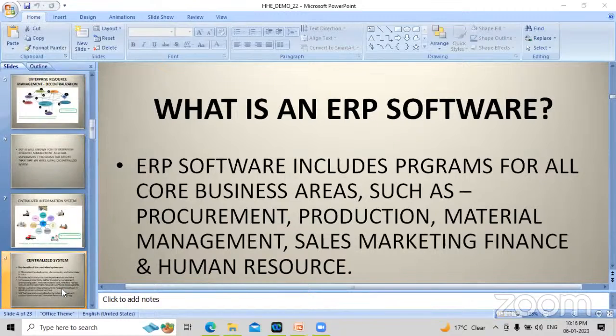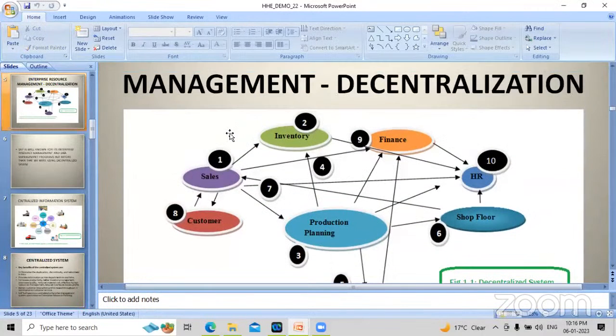And before that, this industry either had 3-4 softwares or applications, or they were dealing with a decentralization system.